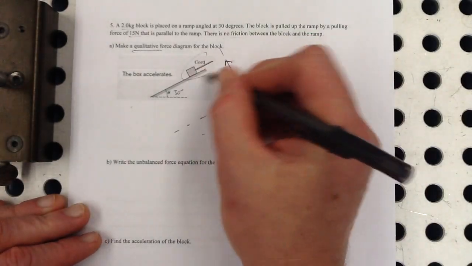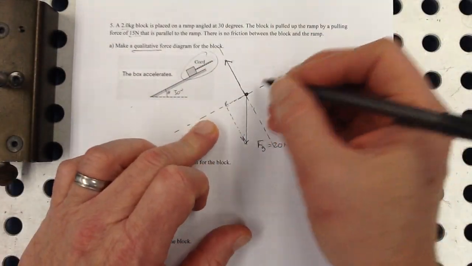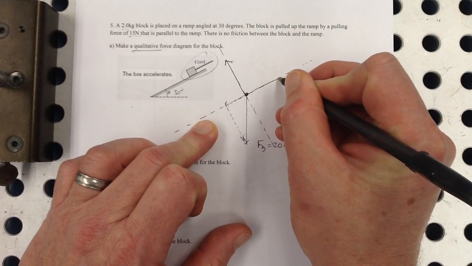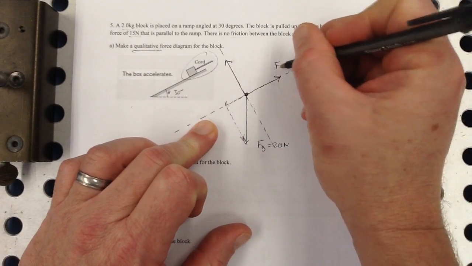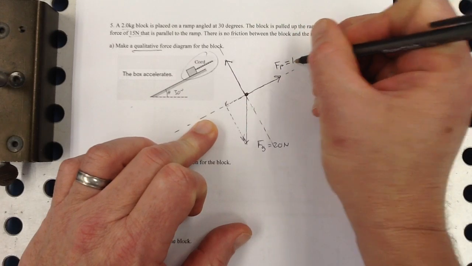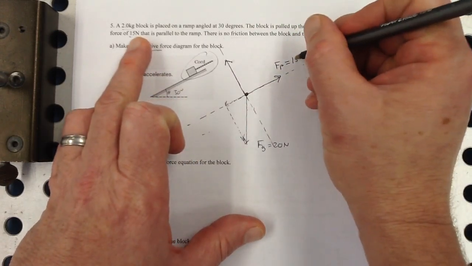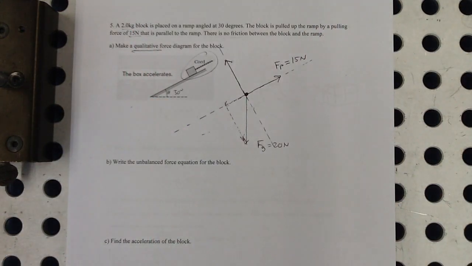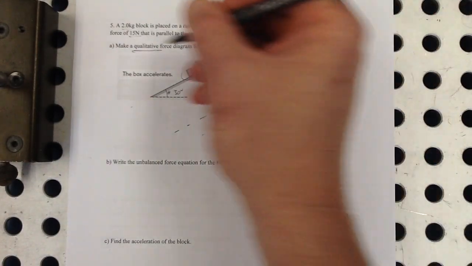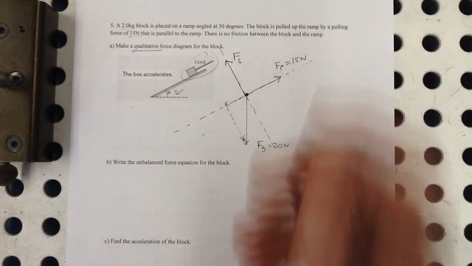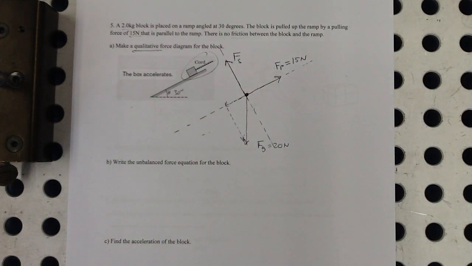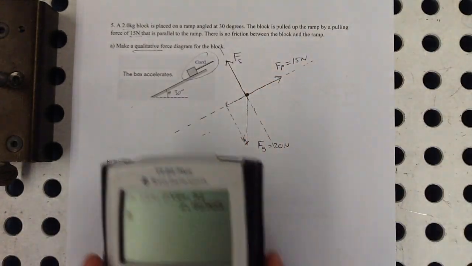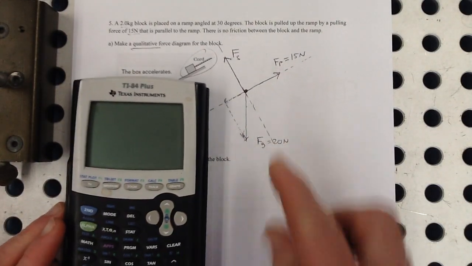Oh no, just kidding. There's this pulling force up the ramp. Forgot about that. And force pull, that is 15 newtons. And didn't say that I need to put numbers in. It's a qualitative diagram, but I still need to label the forces. So that would be that. And I think I'm going to need this information to do the rest of the parts. So I'm going to go ahead and just find the sine and cosine components of that and put them in my diagram.